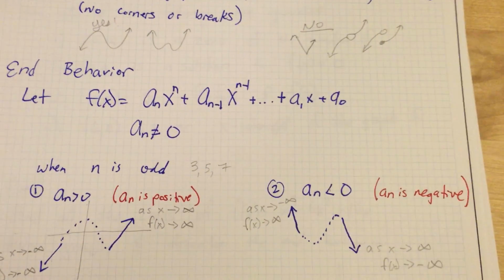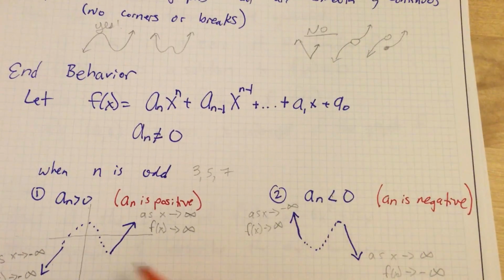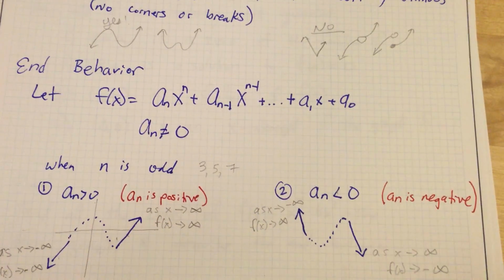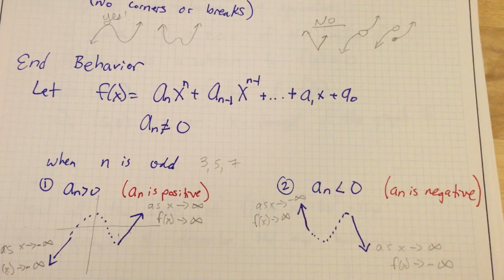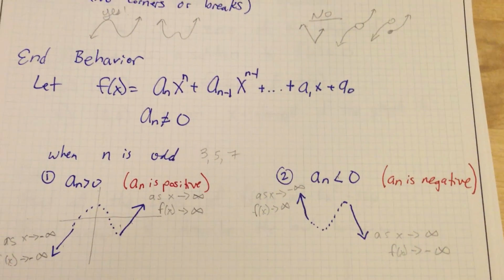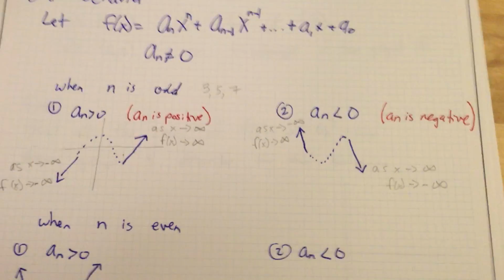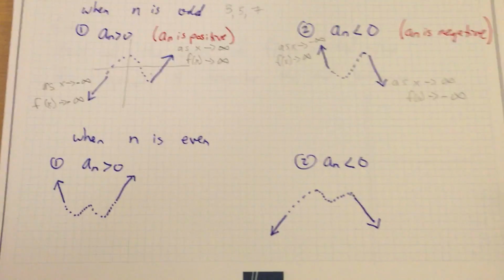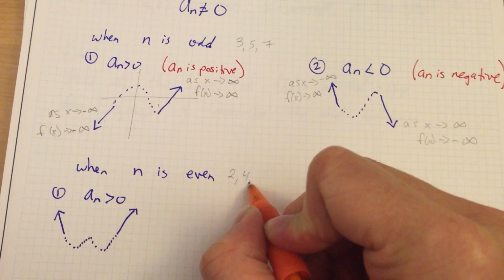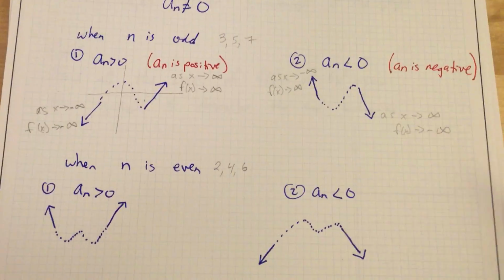Right? Which is your linear line. So if you have a positive slope, your positive slope kind of looks like this. If you have a negative slope, your line would have these two end behaviors. So you can always rely back on what you already know. Okay? When your n is even, so these are your 2s, 4s, 6s, 8s, things like that, right?